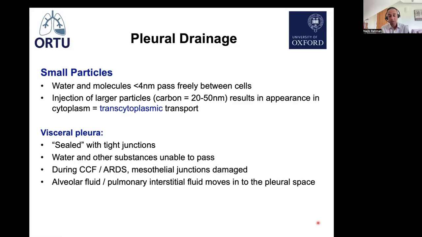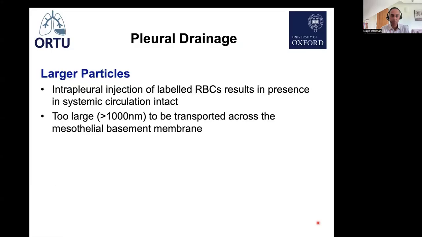And of course, we understand that the visceral pleura and indeed the parietal pleura has to be tightly sealed. Why? Because the visceral pleura forms a completely airtight layer so that you can't pass water and other substances. Now, in certain disease states, such as congestive cardiac failure, ARDS, then these mesothelial junctions can be damaged, and therefore we get a bit of fluid leak from the lung surface into the pleural cavity. And hence, if you have heart failure or pulmonary interstitial fluid, then that can move into the pleural space.